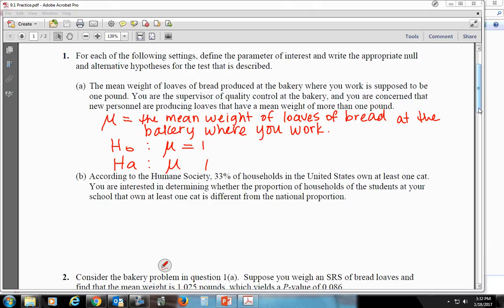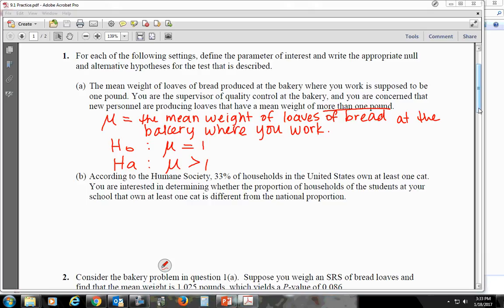And then what do you think the symbol for our alternative is? Is it going to be less than, greater than, or not equal to? Why do you think it's greater than? Good. Right at the end, you're concerned that they're producing more than 1 pound. So we're concerned that it's greater than 1. Everybody okay with that?